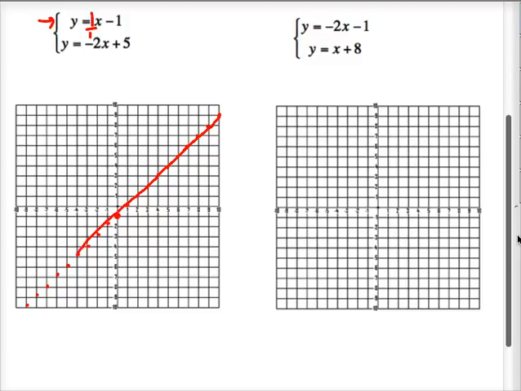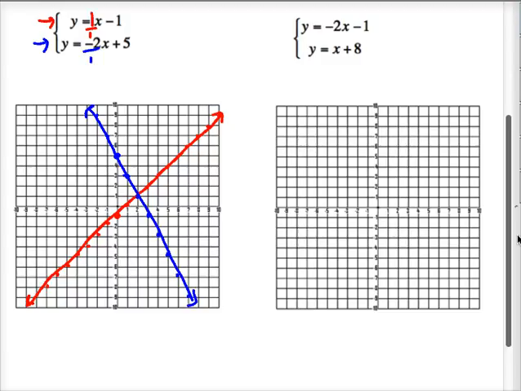Now, when you're solving systems, it is very, very important to be as accurate as possible, because if you're not as accurate as possible, you won't see where your lines intersect well. Here, -2x plus 5. So I have a y-intercept up at 5, slope of -2 over 1, so down 2 over 1, down 2 over 1. And again, you follow that pattern. Then you connect to make your line.